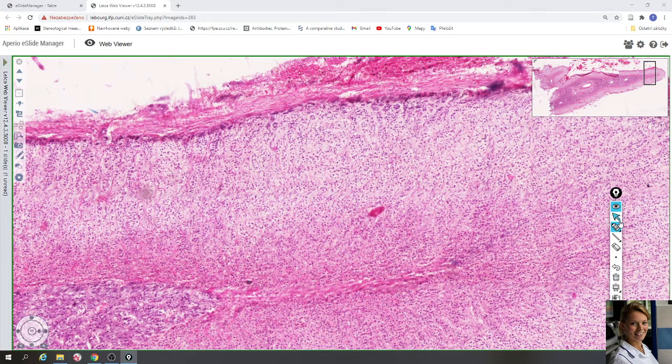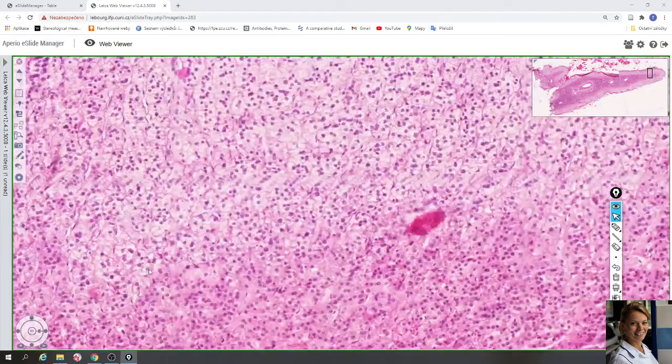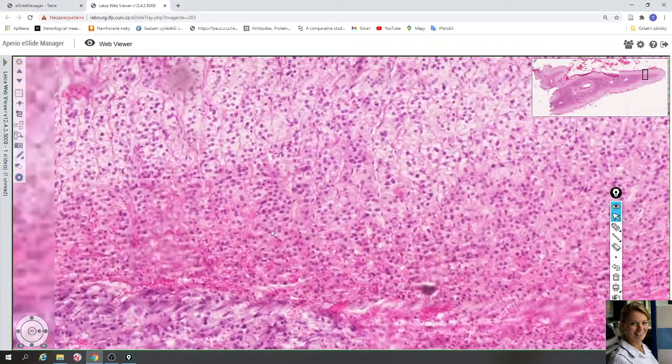So look closely. Here is zona reticularis, and in this zone it's very distinct capillaries which surround the cell cords.